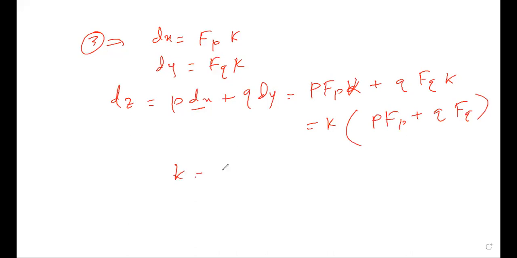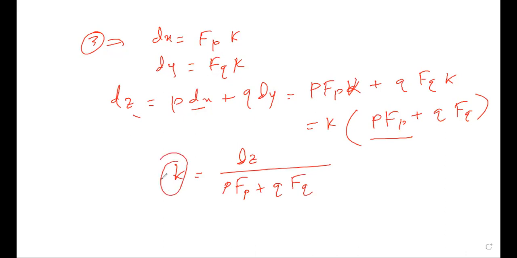So what is k? k will be this divided by this, so dz divided by (p fp plus q fq). So this is our k. We have found a relation for k, so that can be equated. You can put this as equation 4, or 5, whatever number. Just put 4.